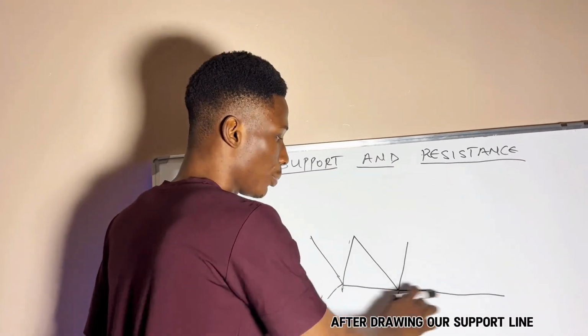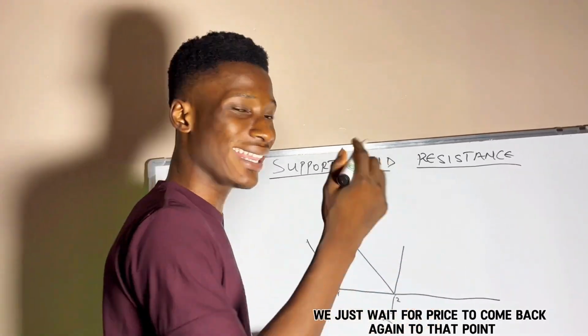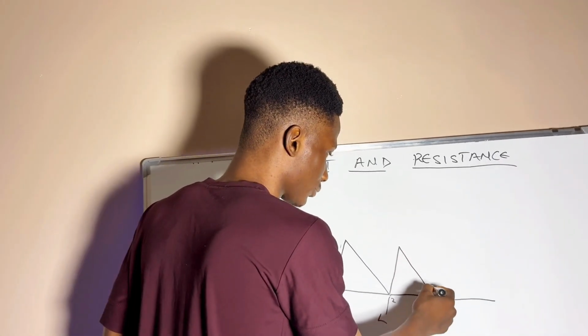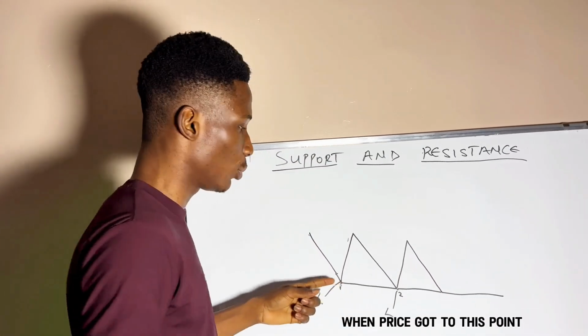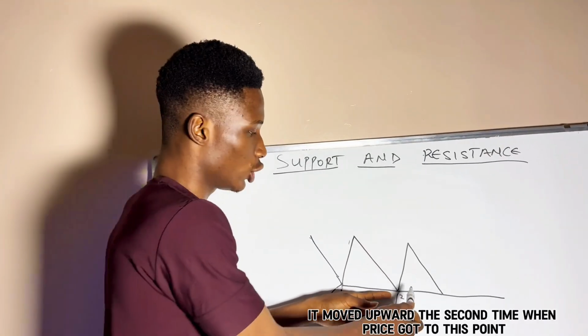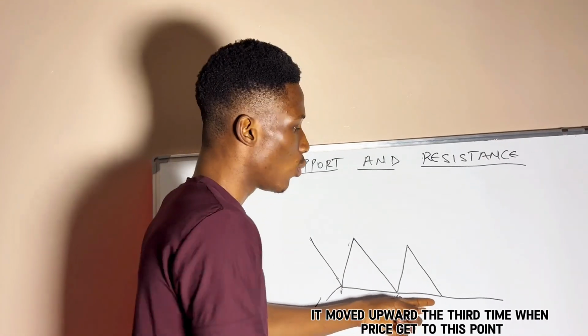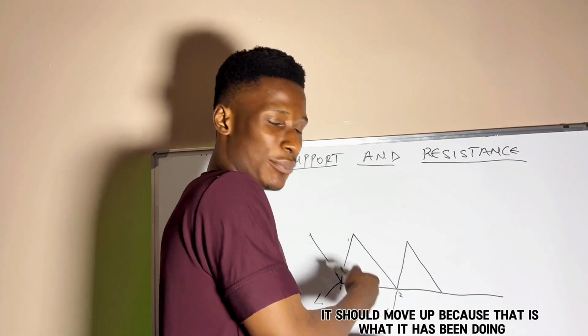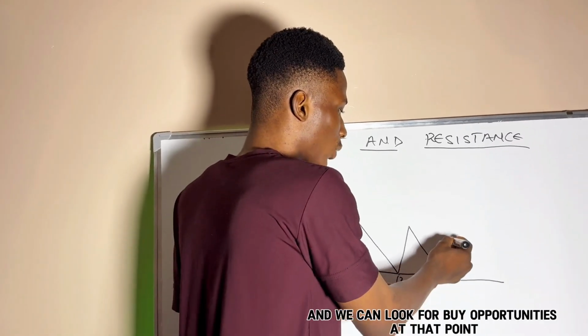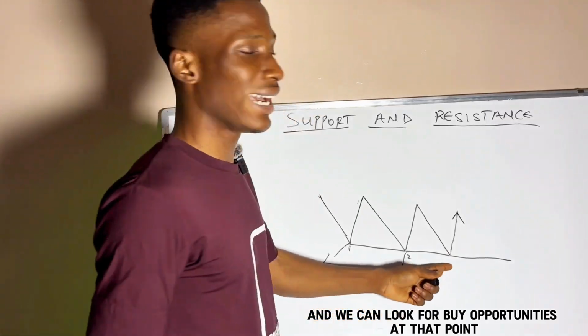After drawing our support line, we just wait for price to come back again to that point, and then we can look for a buy opportunity because it has happened here. When price got to this point, it moved upward. The second time when price got to this point, it moved upward. The third time when price got to this point, it should move upward because that is what it has been doing. We wait for this and we can look for buy opportunities at that point.